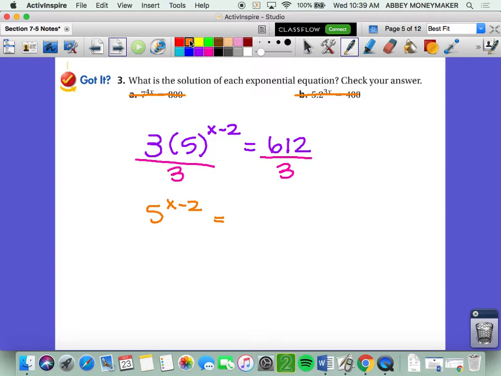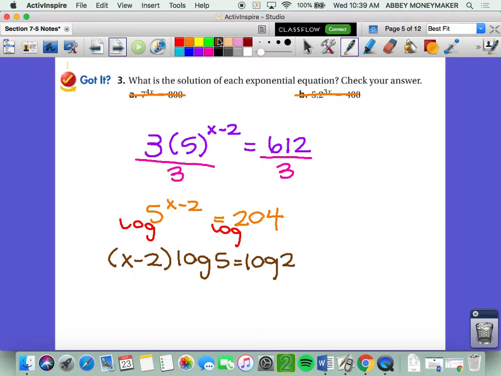All right, what's 612 divided by 3? 204. Okay, thank you. Gotta get that exponent. The exponent, is it by itself now? Yes, so what can I do to both sides? Log them. All right. Be extra careful here, guys. You're bringing down the x minus 2 out front times the log of 5 equals the log of 204.